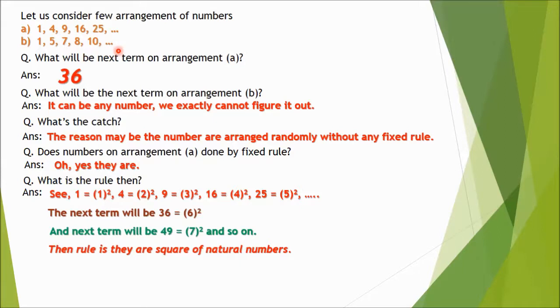They are just randomly placed numbers. They are just randomly grouped numbers. That's the reason we weren't able to find the next term after 10 in arrangement B. So a fixed rule is needed in the arrangement. Let's see the next question.